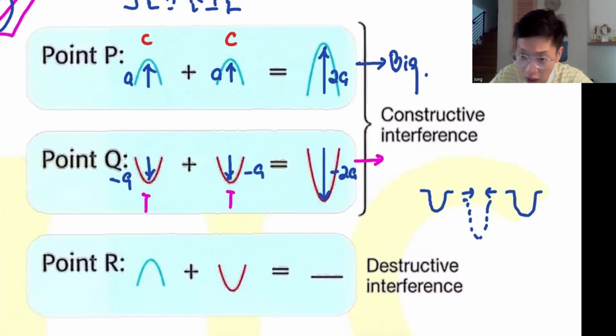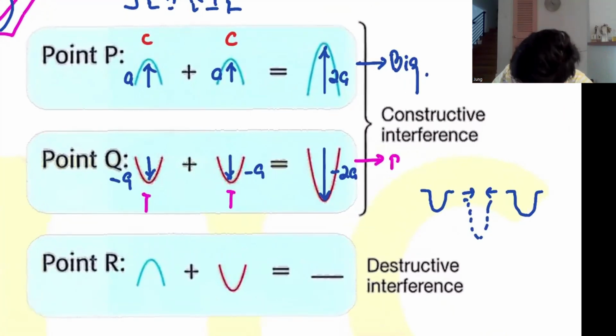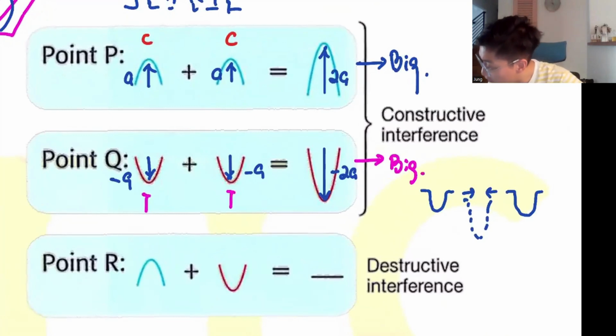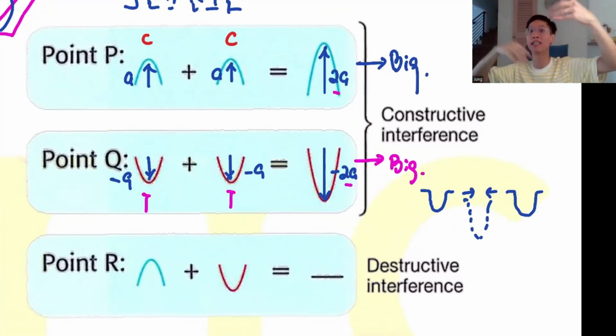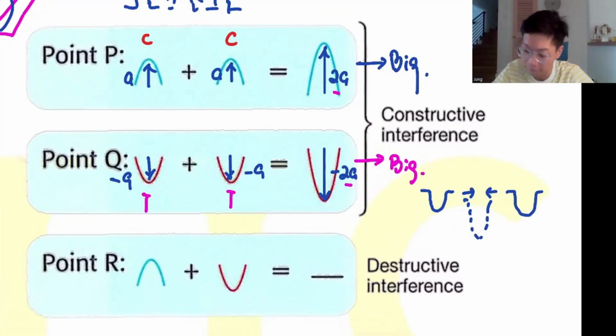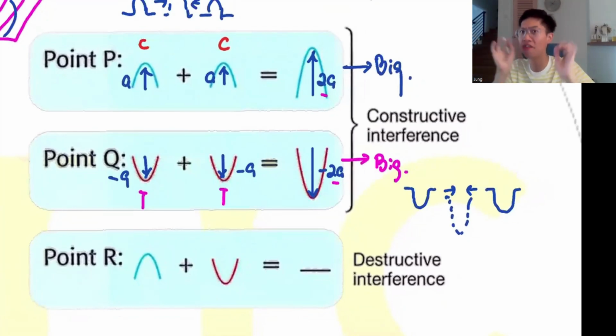That's considered a bigger wave as well. Okay, remember in physics, we focus on the value. We can't focus on the positive and negative sign. The negative sign only indicates that it's moving in the opposite direction. So we also get a bigger wave as well.